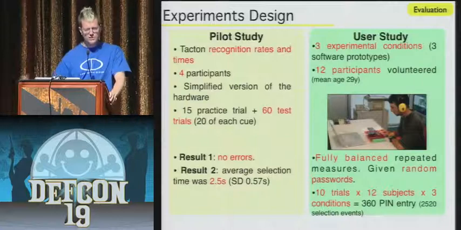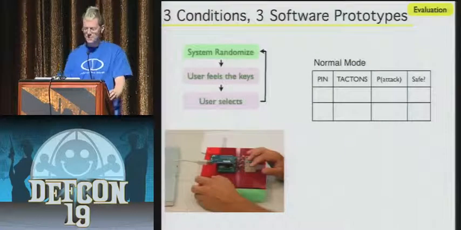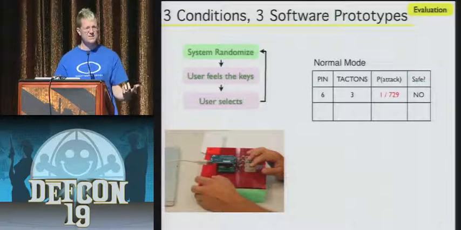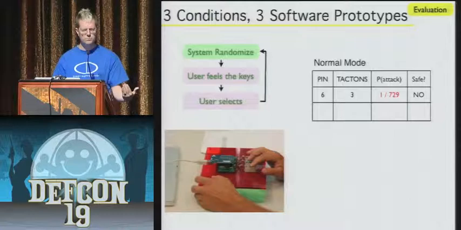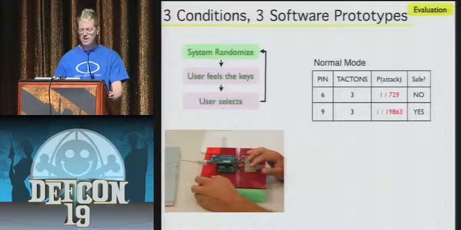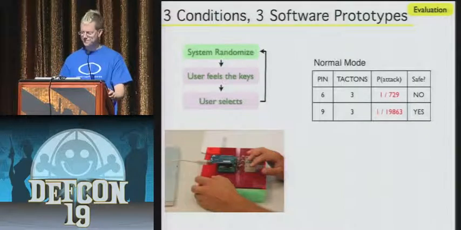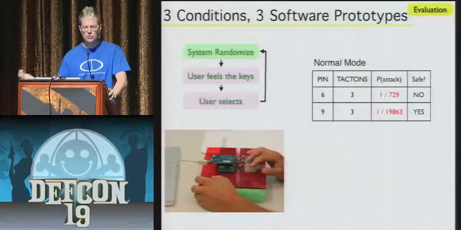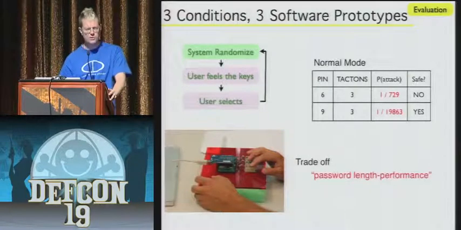And so that led to the user study in which there were three experimental conditions to evaluate different versions of the software and different pin lengths. So the first two conditions, first of all, a 6-digit pin, which is not secure to the standard of a 4-digit decimal pin, but it's relatively memorable. And then a 9-digit one, which does conform to that brute force attack security level. It's worth noting that 729 is not considered secure by the standards of the 4-digit pin, but it's not that much fewer than a Simplex lock, which has been used all over the place. So a trade-off between password length and performance.